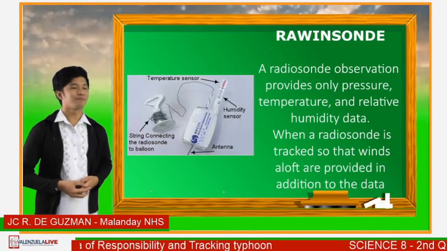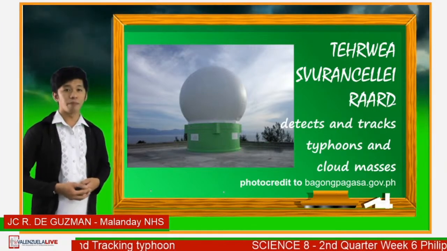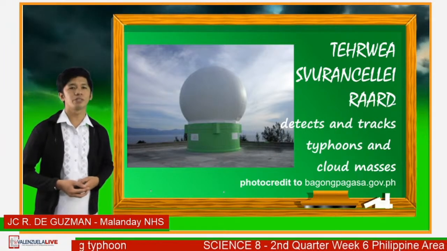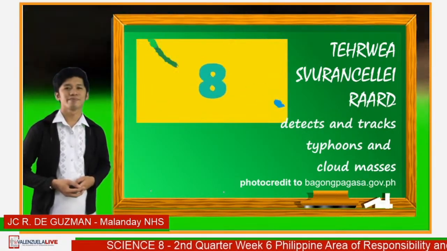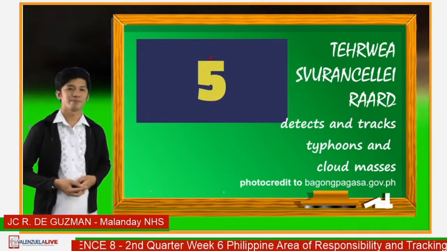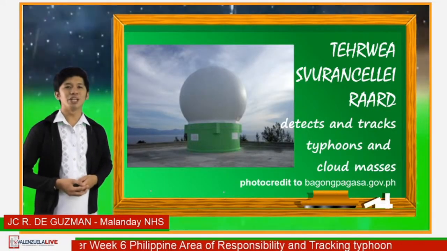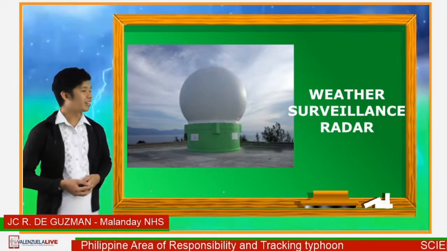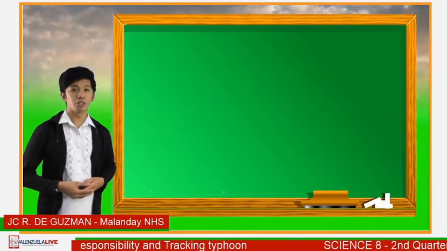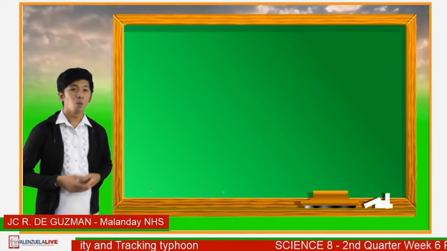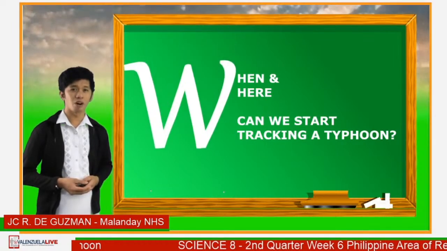Last picture. This instrument detects and tracks typhoons and cloud masses at around 400 kilometers or less. Your time starts now. Time's up. The correct answer is weather surveillance radar. Great job, learners! Now that we have an idea what a meteorologist is using to track a typhoon, the question is, when and where we can start tracking it? You may start typing your answers in our comment section below.